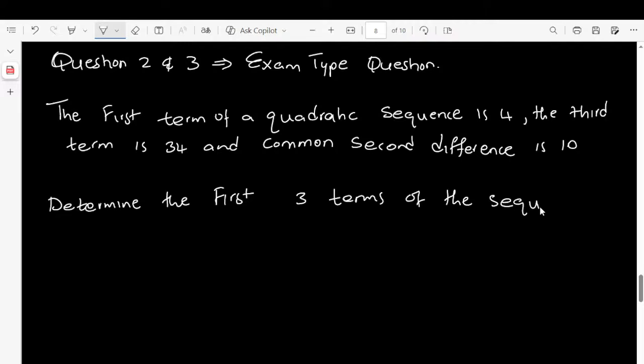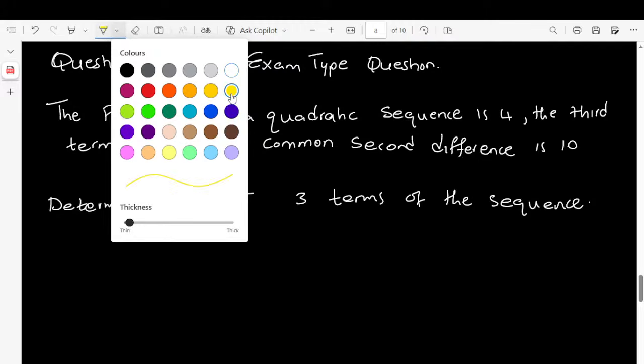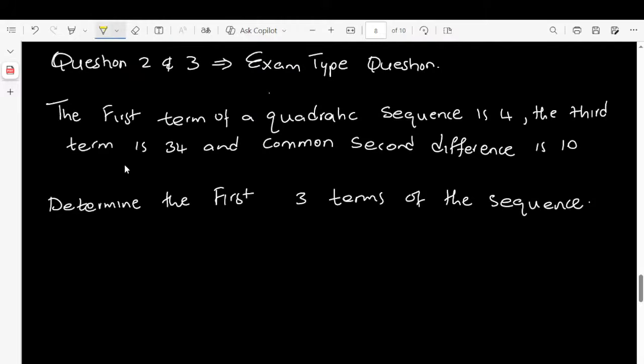What are you going to do? You find this in an exam, you are sitting in an exam and you see this question. What is the first thing that you're going to do? The first thing is to analyze what we are given. They said the first term of a quadratic sequence is 4. We know that the first term is the value of a, but I'm not going to focus on the value of a. I'll just show you a different approach to work this.